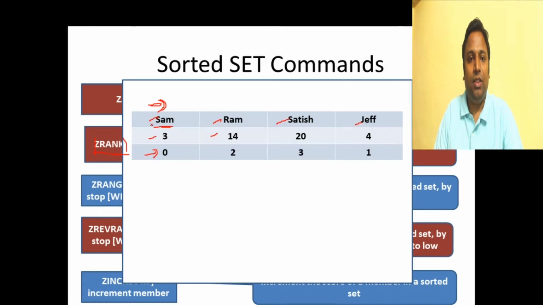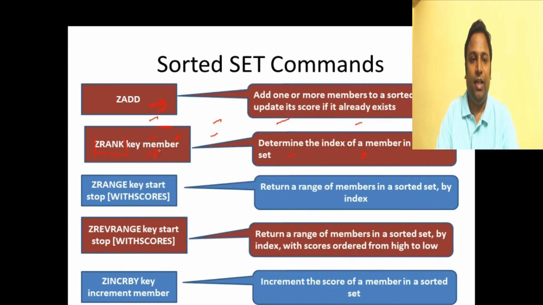And who is the next highest score after Sam? Jeff. Jeff has killed 4, so he's given rank 1. And Ram has killed 14, so he gets the next rank, 2. And Satish, the highest number of kills, gets the next rank, 3. So we have a rank associated with the scores, and we'll be able to get the ranks. For instance, let's get the rank of Sam. He has got the least score, so his rank should be 0. Let's go and get the rank.